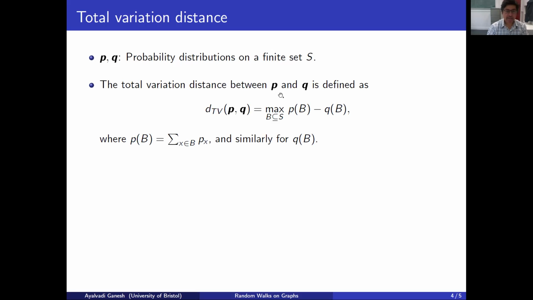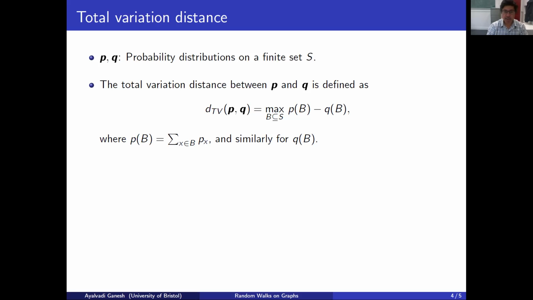And then the total variation distance between them is defined as follows. We'll denote it by D, for distance, subscript total variation, between P and Q. It's defined as the maximum over all subsets B of S, including the empty set and the whole space, of P of B minus Q of B. P of B is the total probability of the set B, obtained by adding up the masses of all the elements within B, and similarly for Q. Okay, so this is the definition of distance.